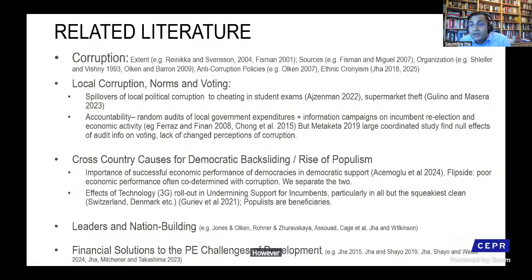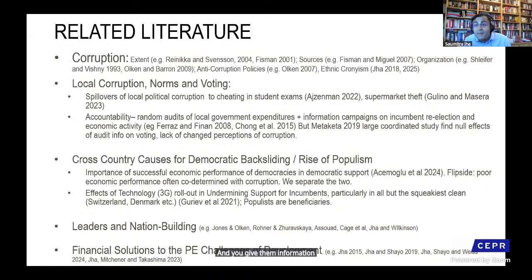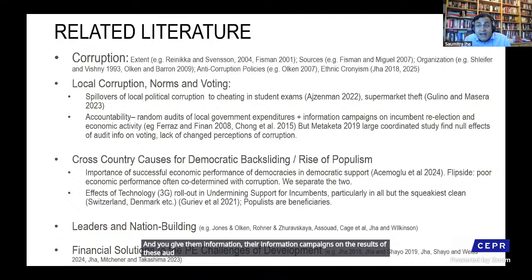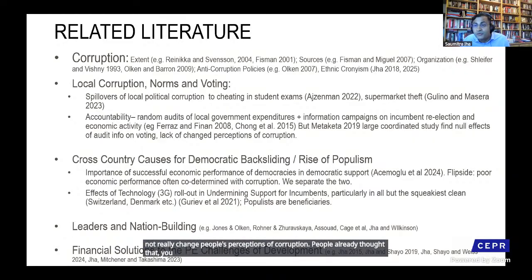However, there's important literature on accountability, which finds that when you randomly audit people and give them information campaigns on the results of these audits, this can have effects on incumbent re-election and economic activity. But if you look at a coordinated study, such as the Metaketa, there's been broadly no effect of these types of audits on voting, largely because it's believed that these audits have not really changed people's perceptions of corruption. People already thought the politicians were often fairly corrupt, and they didn't really update their priors in that way.